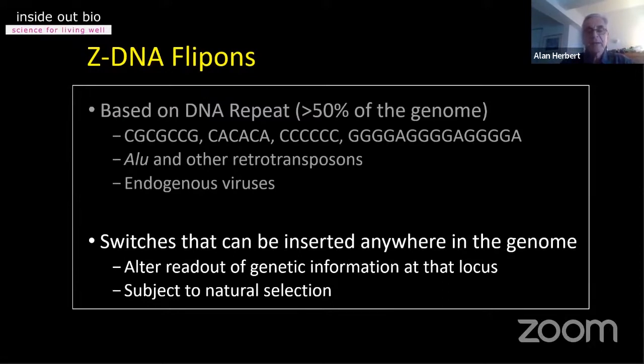And the effects on the readout information at the new location is completely locality specific. So they change the readout at that particular location. So you can spread these flip-on sequences throughout the genome, and then you can select the particular flip-ons which change the readout from that locality to give you a beneficial phenotype that can be selected by natural selection. So they're very active elements of the genome, changing shape. They spread around the genome, and they're also genetic elements because they are subject to selection because they affect phenotype.